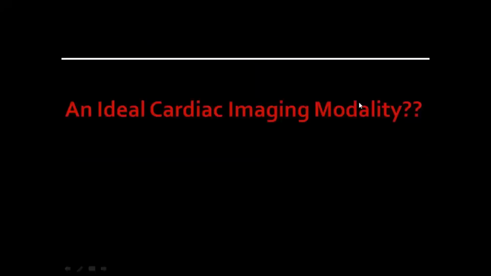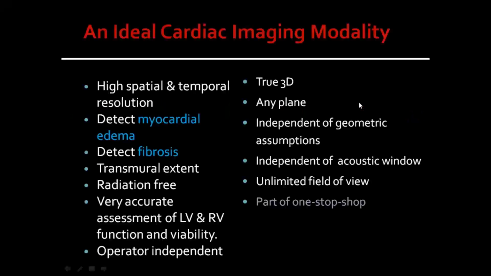So, the first question that comes to us today is: what is an ideal cardiac imaging modality? What are the characteristics of an ideal cardiac imaging modality? An ideal cardiac imaging modality would have, very importantly, a high spatial and temporal resolution. Secondly, it should detect myocardial edema and myocardial fibrosis with high accuracy and show this fibrosis whether it's transmural.